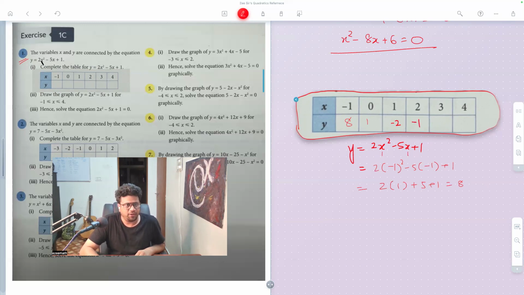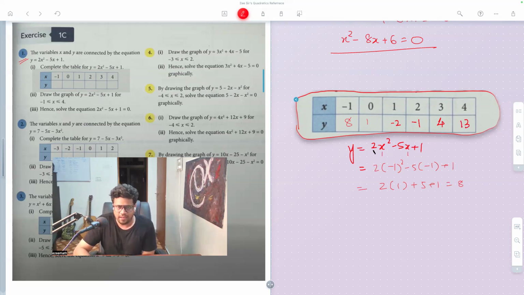At 3, this will come out to be 3 squared is 9. 9 into 2, 18. 18 minus 15, that's a 3 plus 1, that's a 4. And at 4, it'll come out to be 4 squared, that's 16. 16 into 2 is 32. 32 minus 20, that's a 12 plus 1, that's a 13.